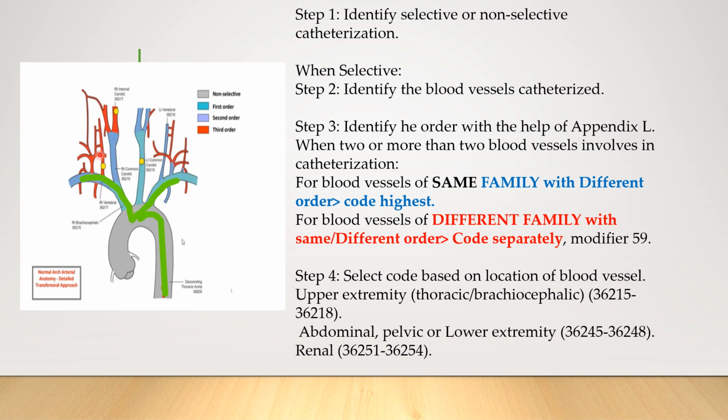If the catheter has gone till that point, I will code the highest. But when it is a two family, this is how I will code, and I'll put the modifier 59. Step 4 is select the code based on the location of the blood vessel.